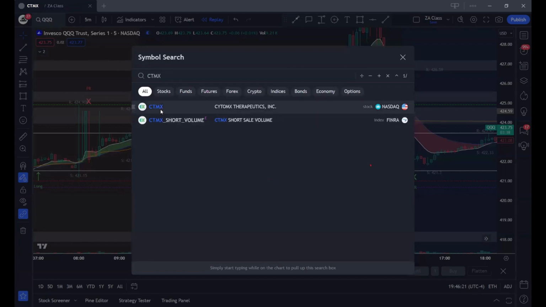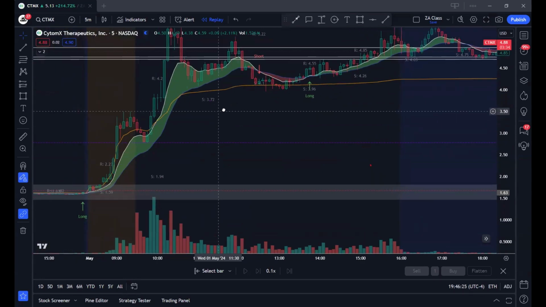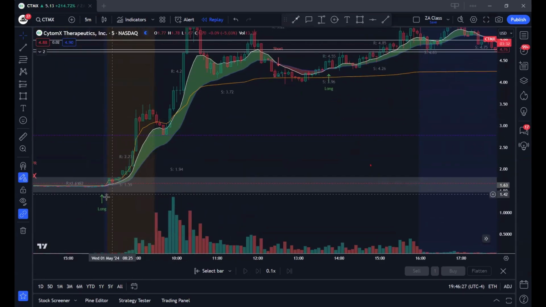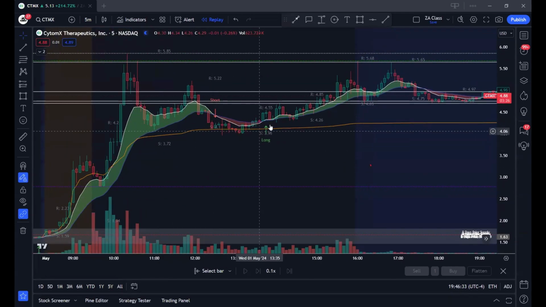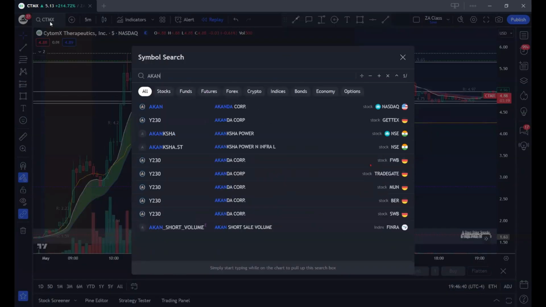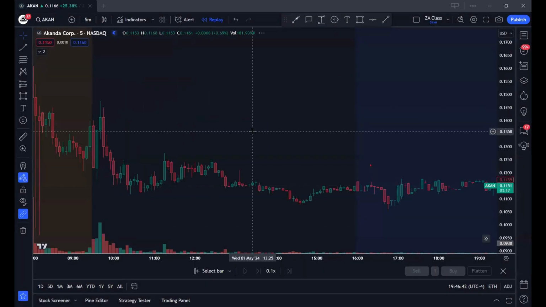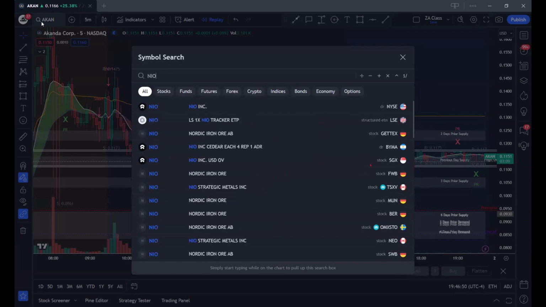CTMX. Okay, it's not terrible, right? We got a long signal here in pre-market, nice explosive move up. Short signal, but it was on VWAP, not much there. Long signal, and then we rode the EMA clouds to the upside. Let's take a look at the next highest volume small cap, which is ACAN. This one looks tricky. Yeah, we got a short signal here. PR there, not much movement. That one didn't have too much range.